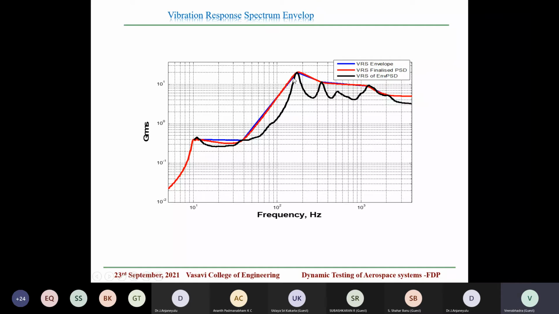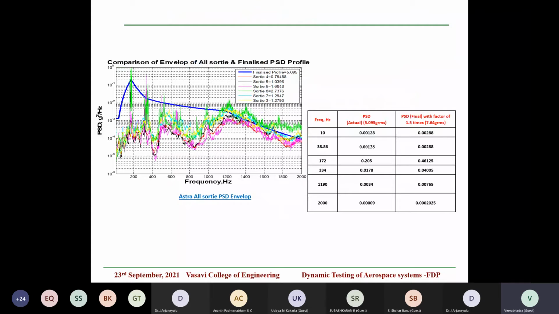and we will arrive at the VRS envelope. This envelope will again be used to determine a test spectrum. For example, the green is the envelope of all tested or measured data, and the blue is what we have derived through VRS. We can see the blue is not enveloping the peak, but the damage potential of the blue and the green is the same. So this is what is followed nowadays instead of the traditional peak, and this is more advantageous.